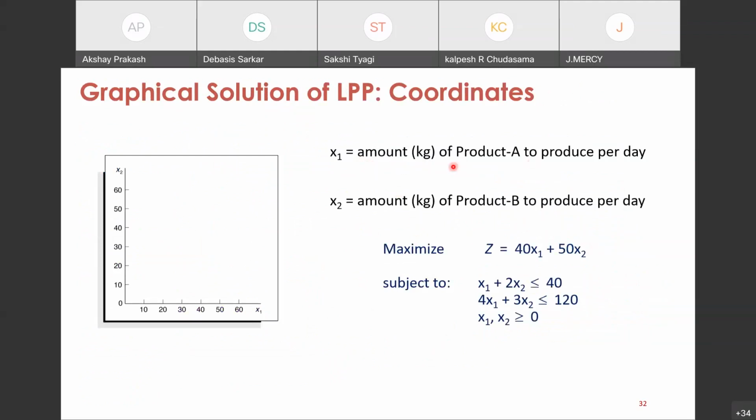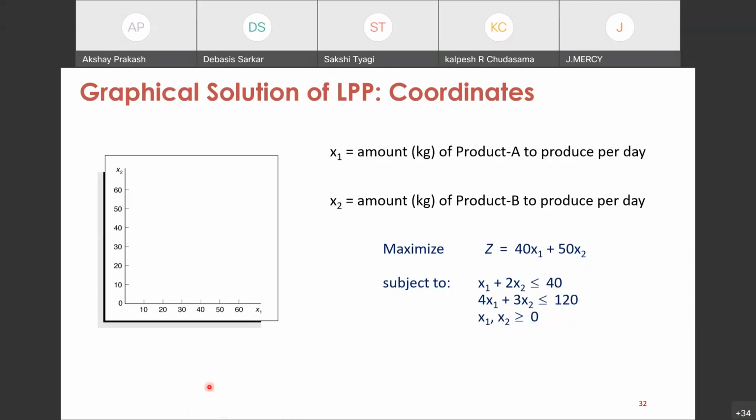where x1 is the amount of product A to produce per day, and x2 is the amount of product B to produce per day. So the profit expression is z equal to 40 x1 plus 50 x2, which I want to maximize, subject to these two constraints, x1 plus 2x2 less or equal to 40, 4x1 plus 3x2 less or equal to 120, and x1 and x2 both greater or equal to 0.